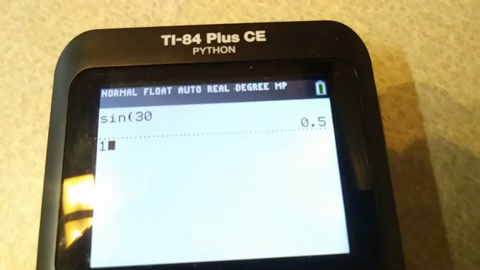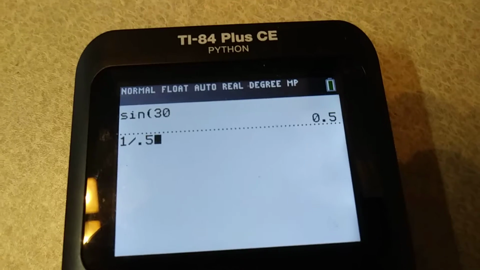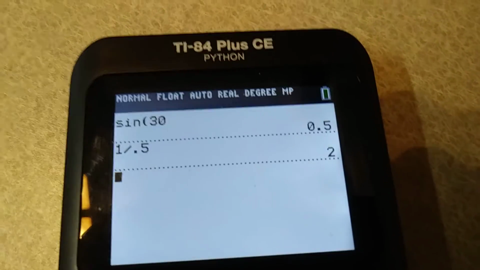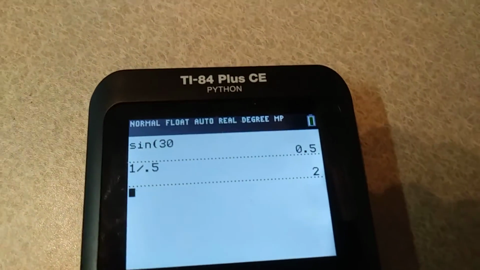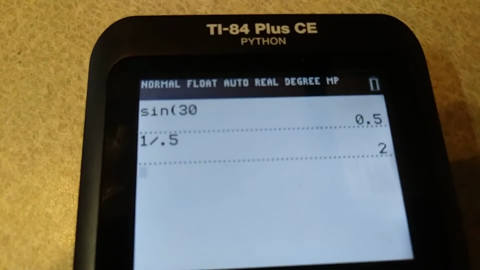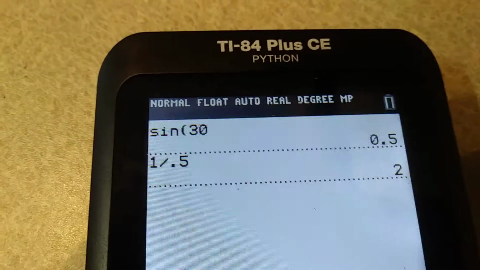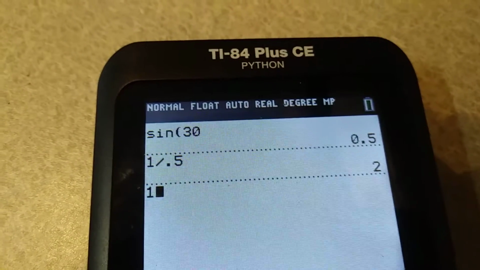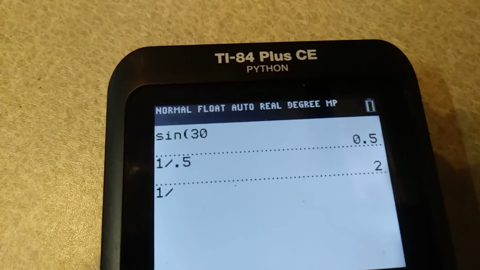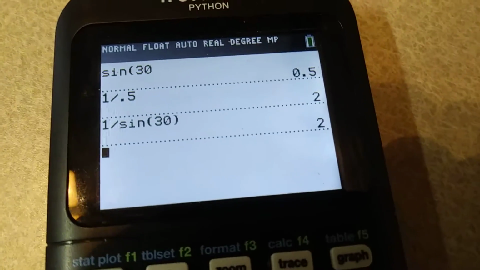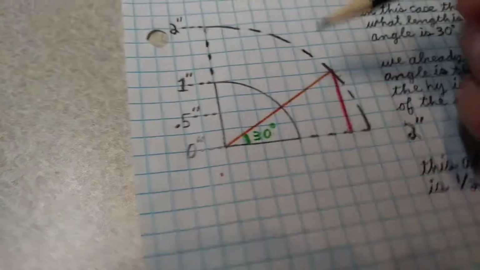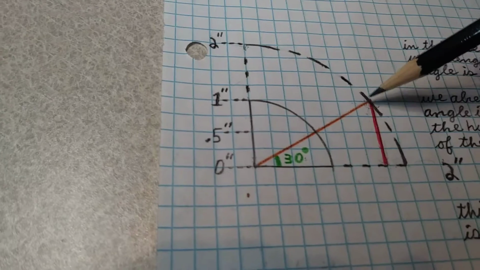Let's just prove that on a calculator. Let's take the length of the hypotenuse, 1 inch, and divide that by 0.5, and we get 2. Now, there's another way to do that. Since that 0.5 right there came from the sine of 30 degrees, let's do it another way. The length of the hypotenuse, 1 inch, divided by the sine of 30 degrees, and we get 2. Just like above, we can take that to mean 2 inches.